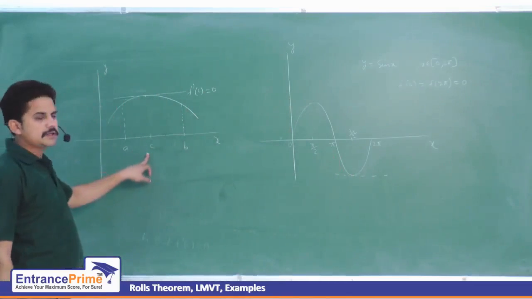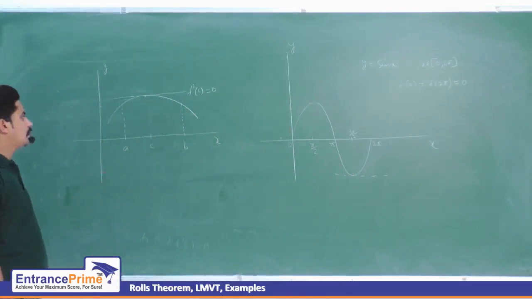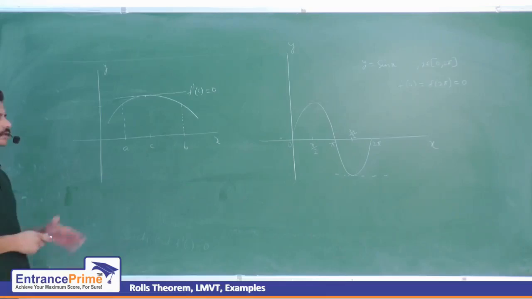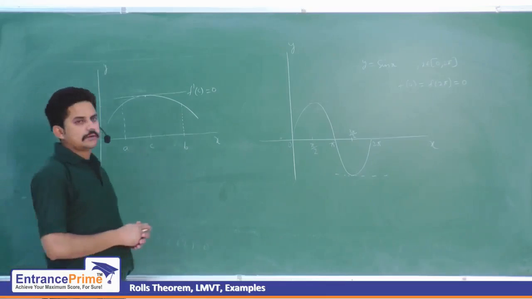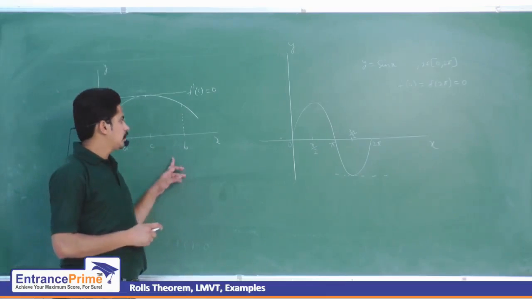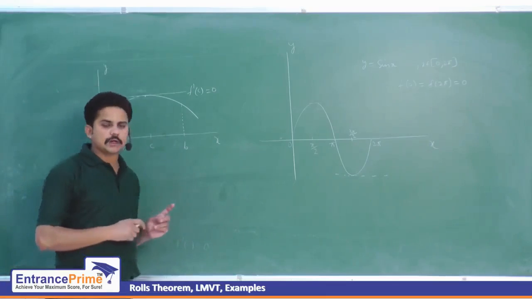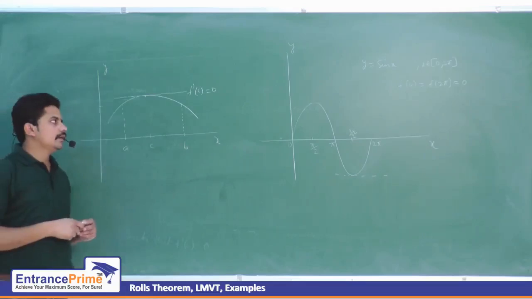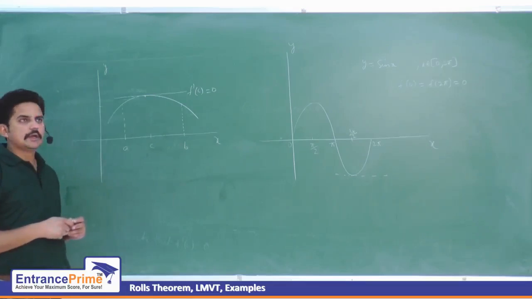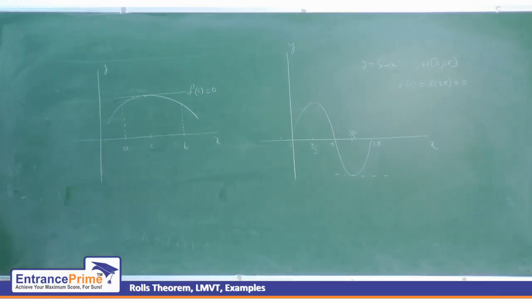So there will be at least one value of x in the interval for which the slope of the tangent will be 0. There can be more than one, but at least there will be one if the curve follows the given three conditions. That is, it must be continuous in the closed interval, it must be differentiable in the open interval, and the value of the function at the extreme values of the closed interval must be equal. Now let's take some examples on this theorem.